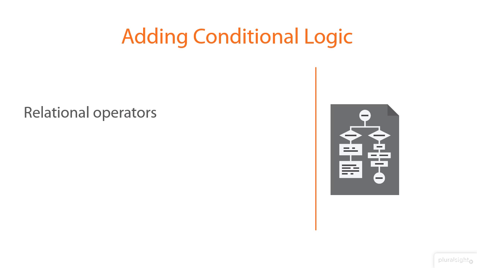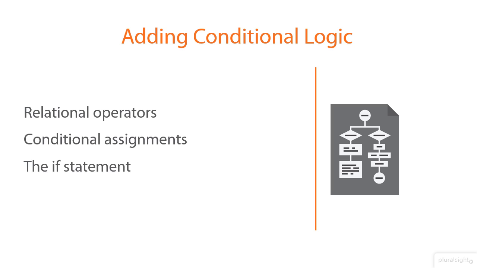One is relational operators, that gives us the ability to test different values. Something called conditional assignments, which allows us to assign values differently based on conditions. The if statement, which allows us to change our code path in our application. And then logical operators that allow us to combine different conditions together.